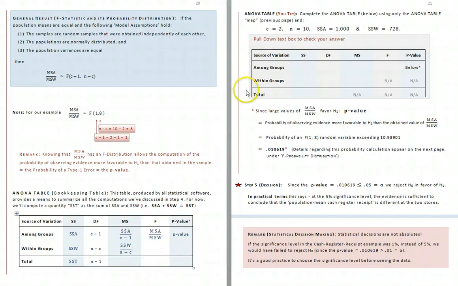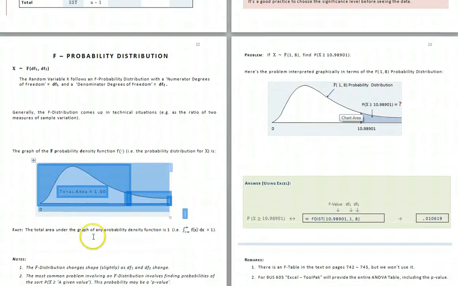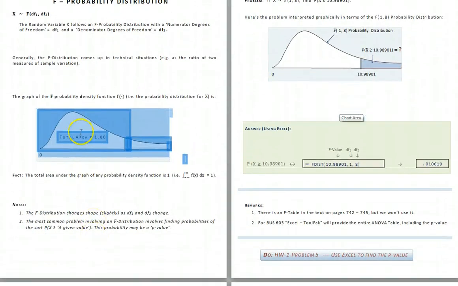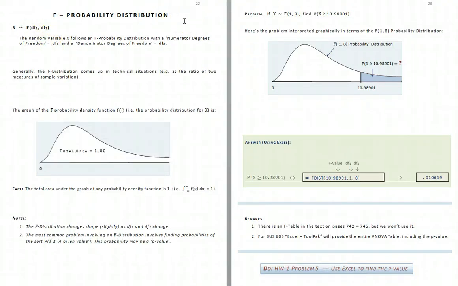Okay, if you haven't already done it, why don't you go ahead and complete the analysis of variance table. And then I think we'll just make another screencast and talk about the stuff on the next page, the F probability distribution. So go ahead and finish the ANOVA table.